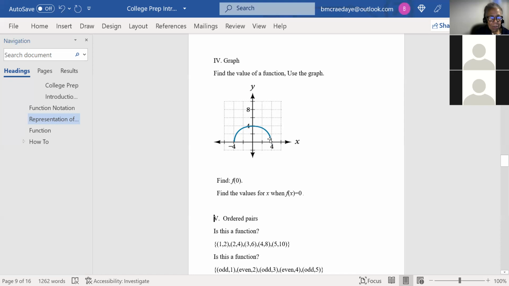Now, if the point is on the X line, then the Y is 0. So Y is 0 at 2 points, this point and this point. So your answer would be the values of X equal minus 4 and plus 4. Okay, that's the answer.